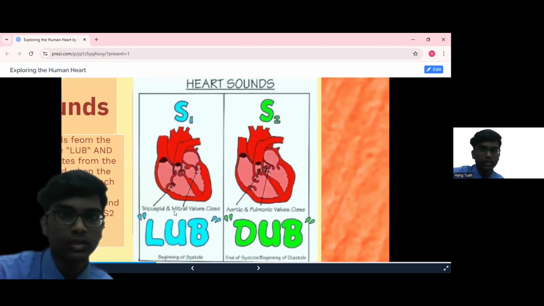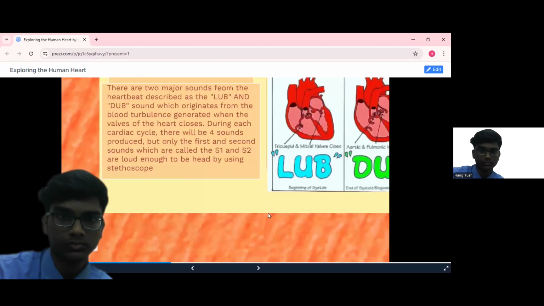So the lub sound is produced when the tricuspid and mitral valves close, and the dub sound is produced when the pulmonary valves close.